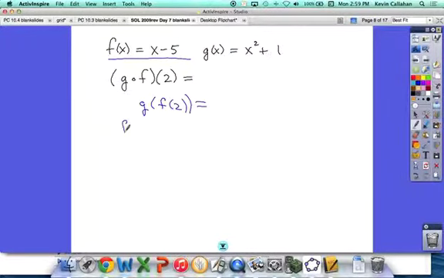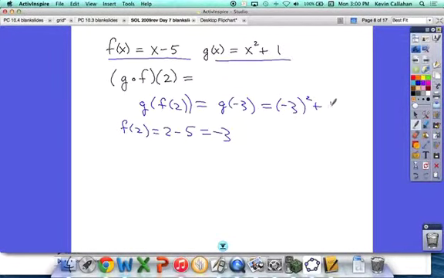F of 2 equals 2 minus 5, which is negative 3. So replace the f of 2 with negative 3, g of negative 3. And then if you know what the g of x function is, this should be fairly simple to find g of negative 3. What'll I do? Negative 3 squared plus 1. 10.